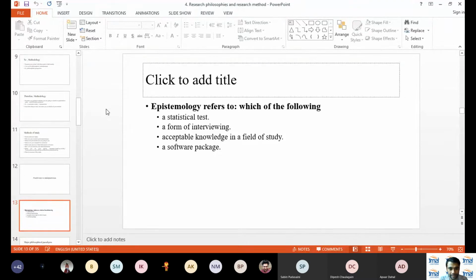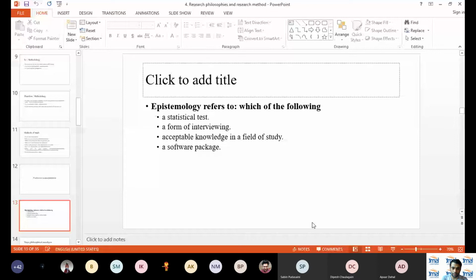Okay, can you see this slide, this question? Yes. Okay, so can you answer this question? Epistemology refers to which of the following? Can you answer this question? Acceptable knowledge in a field of study. Yes, acceptable knowledge. Okay, so this is what we are going to focus on in our research.